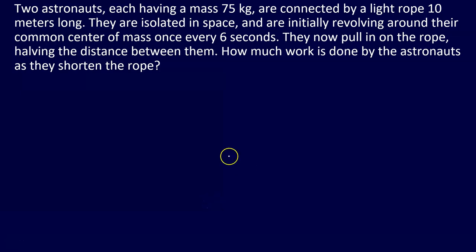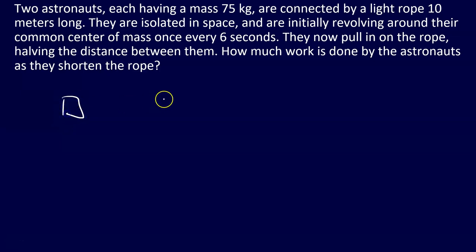So let's look at this problem from our discussion. Two astronauts, each having a mass of 75 kilograms, are connected by a light rope 10 meters long. They are isolated in space and are initially revolving around their common center of mass once every 6 seconds.